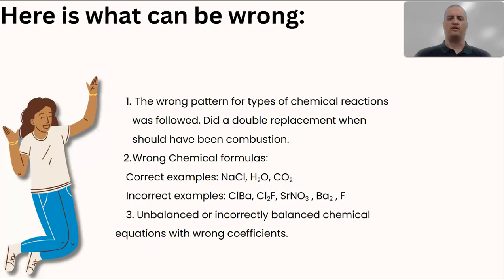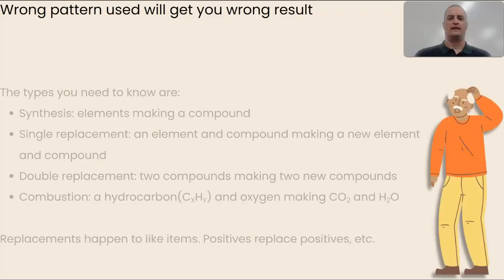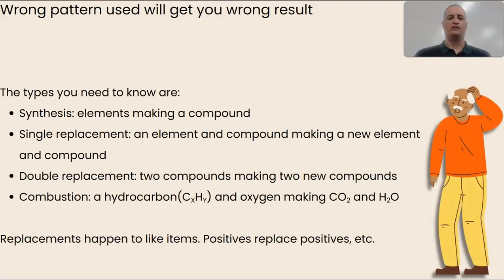The last part that can be wrong is it's unbalanced or incorrectly balanced chemical equations using the wrong coefficients. Those are the numbers that go in front of the chemical formulas. Now, the wrong pattern used will get you the wrong result. So you need to know and remember and be able to apply these different ones. We're not doing decomposition, because that's too complicated when you have some examples that are a little bit more complex. Replacements happen to like items. So when you have single or double replacement, the positive ion will replace the positive ion, or the negative ion will replace the negative ion. Keep that in mind.